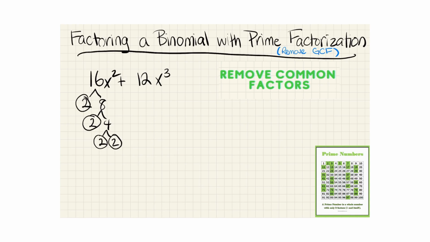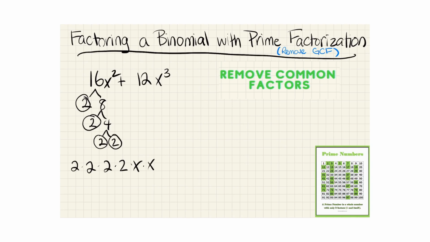Now, we don't just have a number, we also have x with an exponent. So remember that exponent means how many x's there will be. So I can see there are 4 2's and 2 x's. All right, so those are the factors that make up that first term.